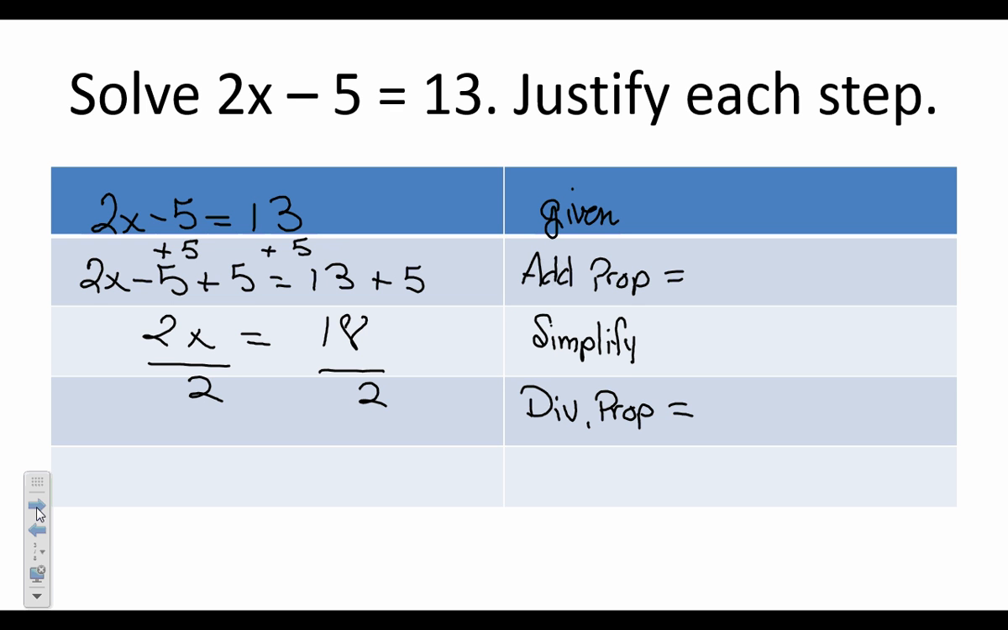When we do that, what are we going to get? X equals 9. And that's just simplify. We didn't subtract this time. Okay, everybody good with that one?